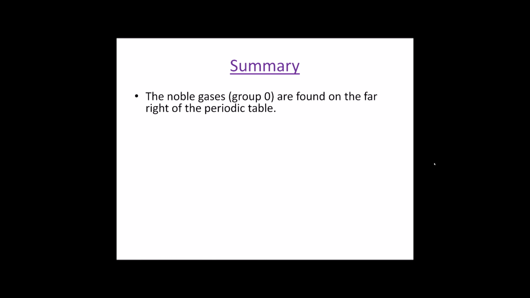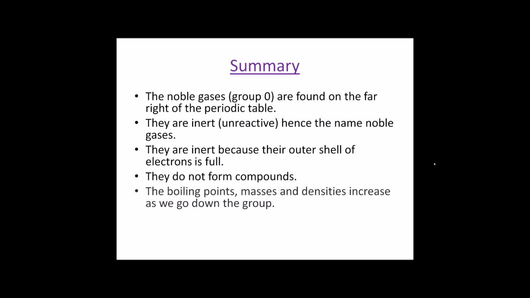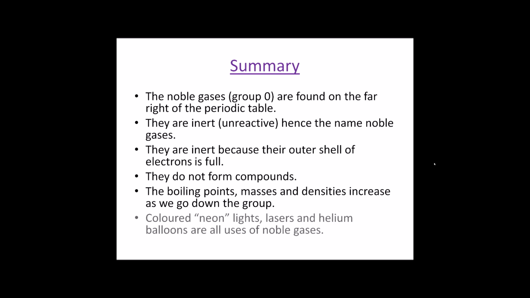So, summary, only a short one today. Noble gases are found on the far right of the periodic table. They are inert, which means they're unreactive, hence the name noble gases. They're inert because their outer shell of electrons is full, so they either have 2 in the case of helium or 8 in the case of the other ones that you need to know for GCSE. They do not form compounds because they're unreactive, they're inert. And the boiling point, masses and densities increase as we go down the group. And finally, coloured neon lights, lasers, helium balloons, blimps, airships, things like that are all uses of noble gases.